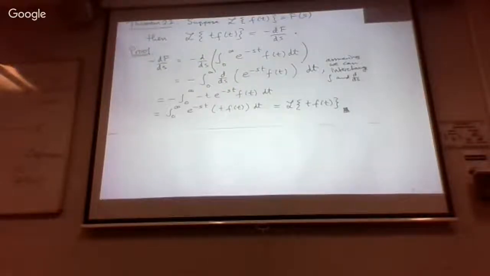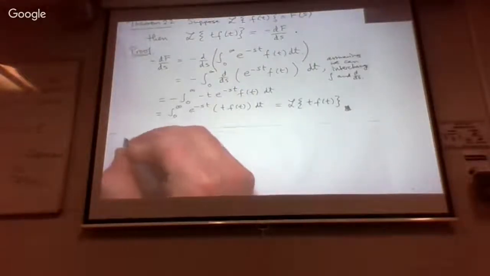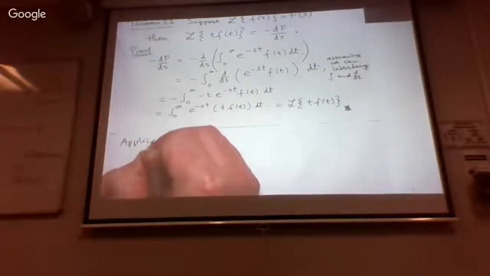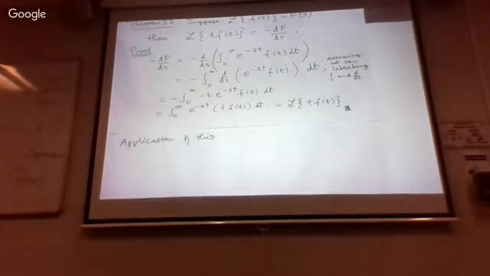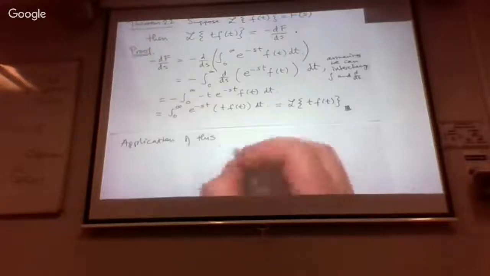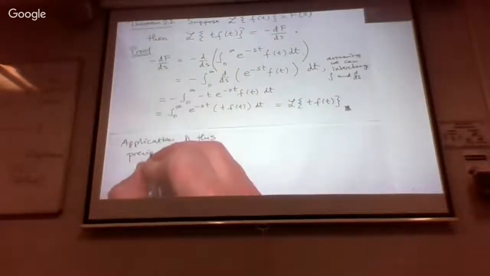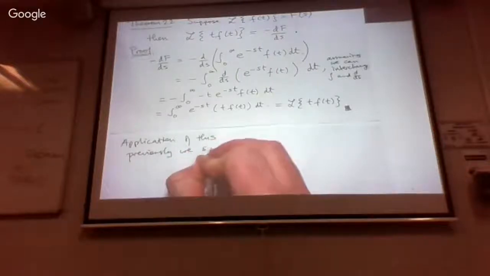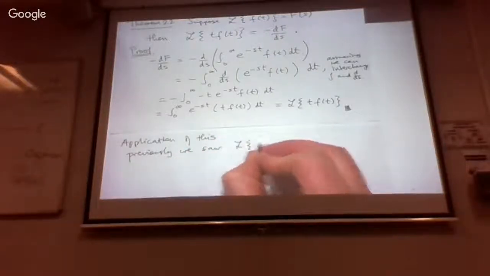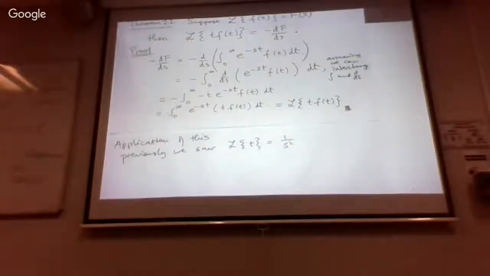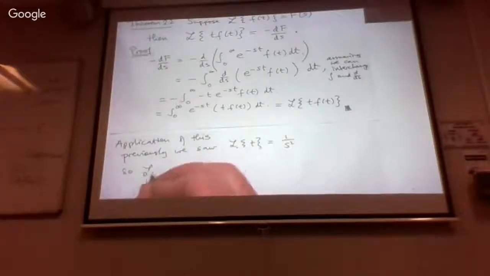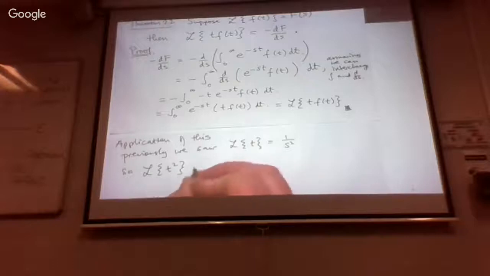Now we can immediately apply this. An application of this: previously, we saw that the Laplace transform of the function t was 1 over s squared. And indeed, we saw the Laplace transform of the constant 1 was 1 over s. So what is the Laplace transform of t squared? And we make progress with that.